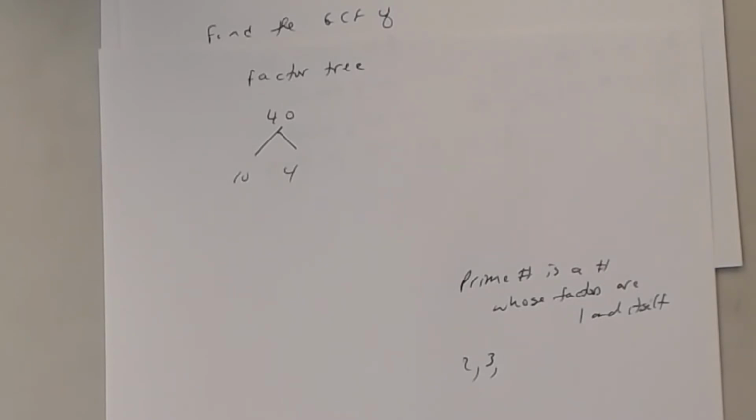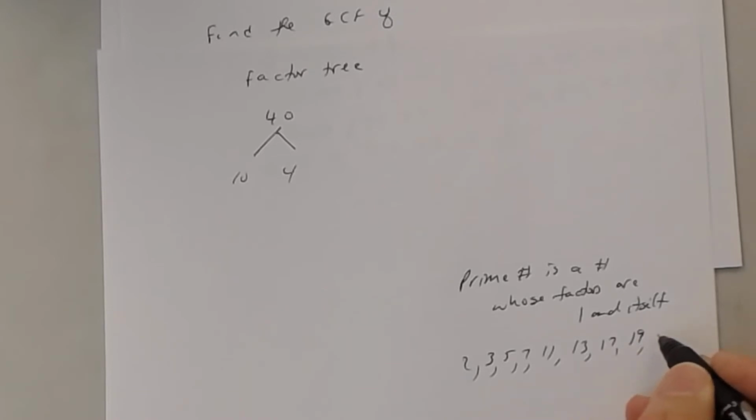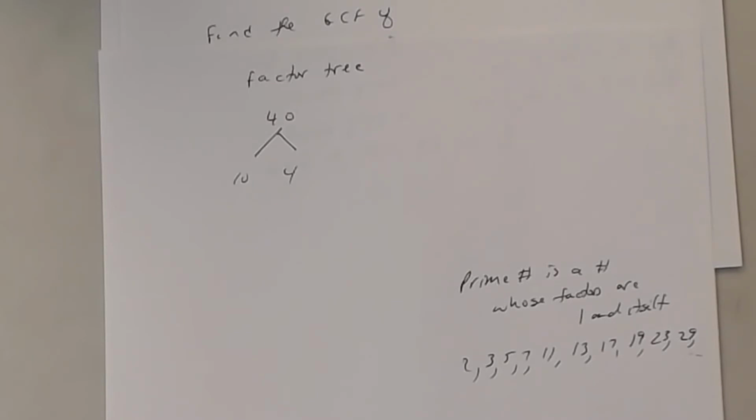Is 5 a prime number? Yes. Because what are the factors of 5? 1 and 5. Is 7 a prime number? Yes. Is 9 a prime number? No. The factors of 9 are 1, 9, and what else? 3. What's the next prime number? 11. Next one? 13. Next one? 15. 3 goes into 15. 17, 19, 23, 29, and so on. 31 would be one. 27 is not prime because 9 goes into 27. Okay? So the smallest prime number is 2, and then from there.